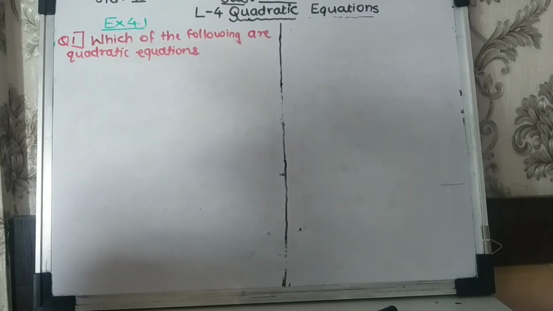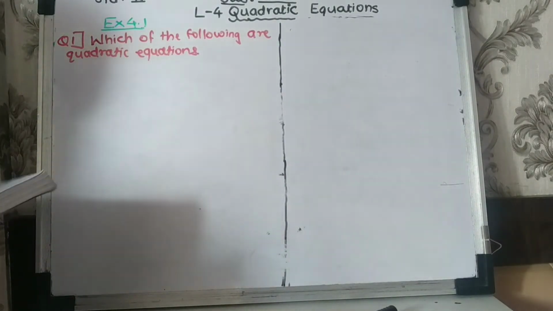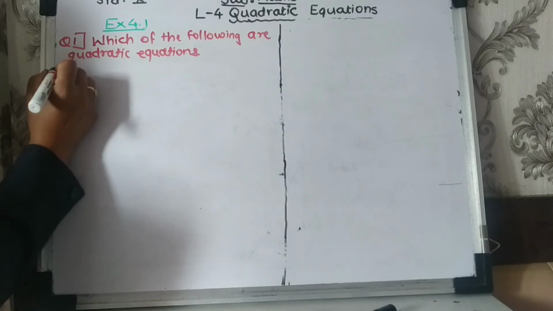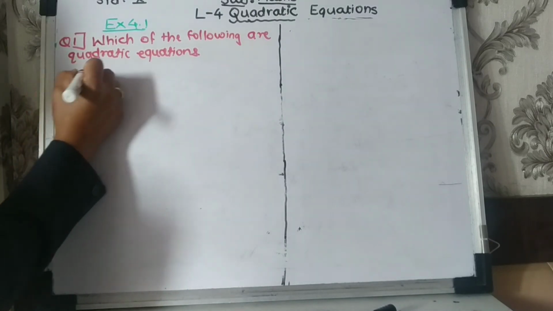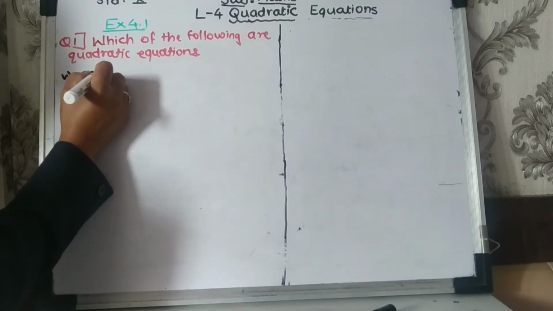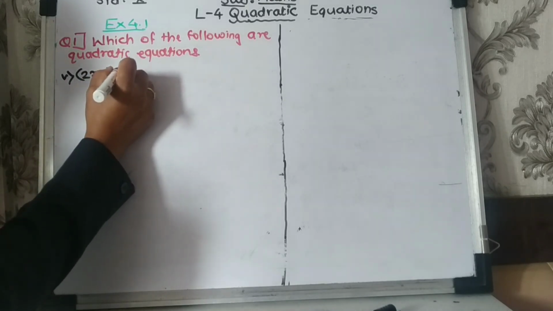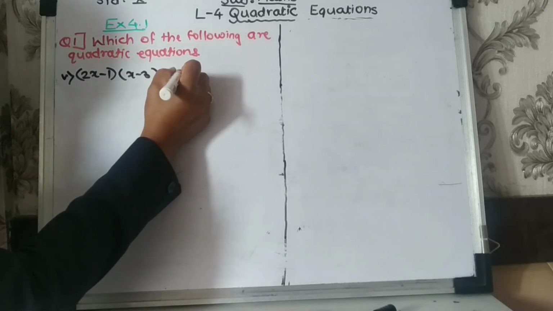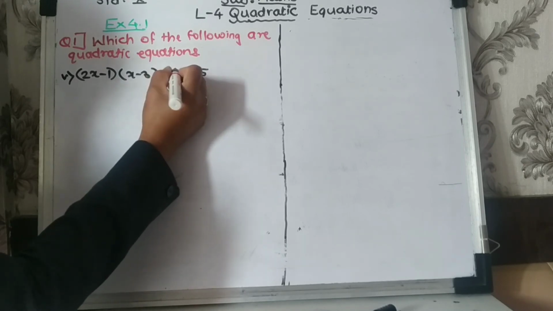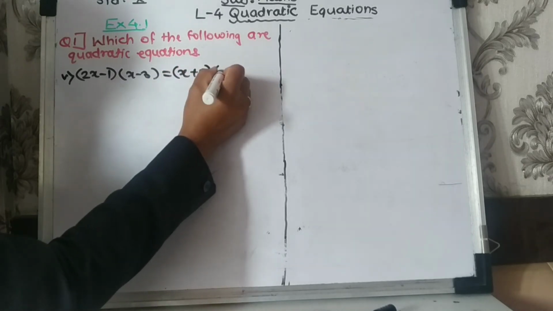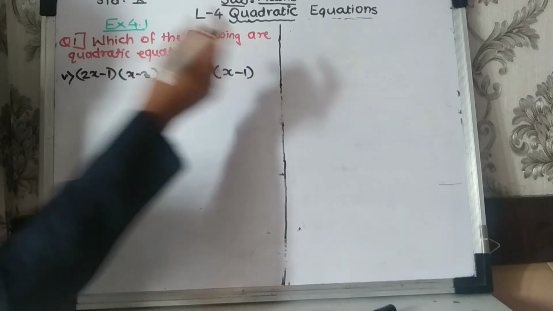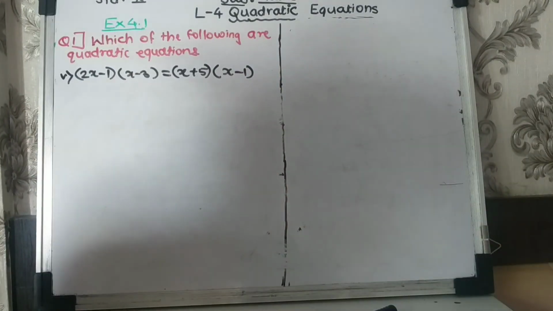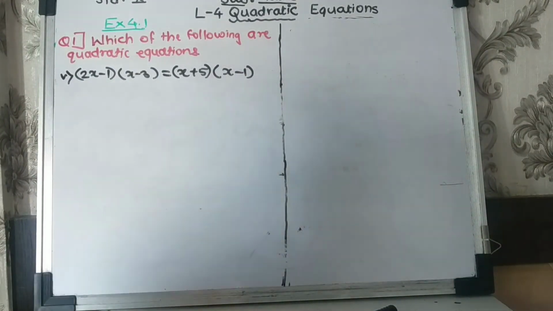I'll take question number 5 from the first question. That is 2x minus 1 in one bracket, x minus 3 in another bracket. And we have x plus 5 on the right side in one bracket and x minus 1 in another bracket, right? So let us see how to solve this.